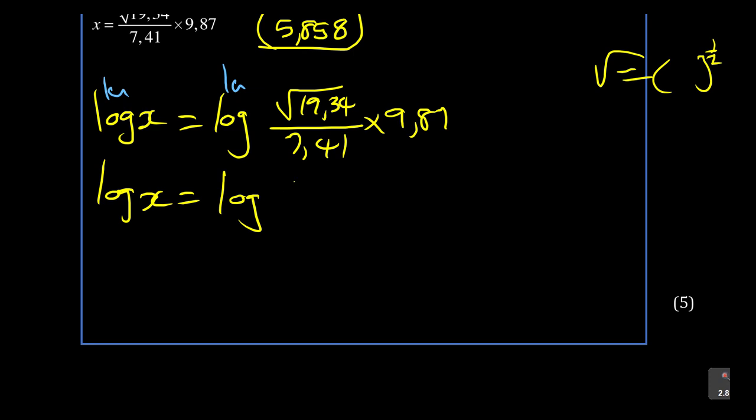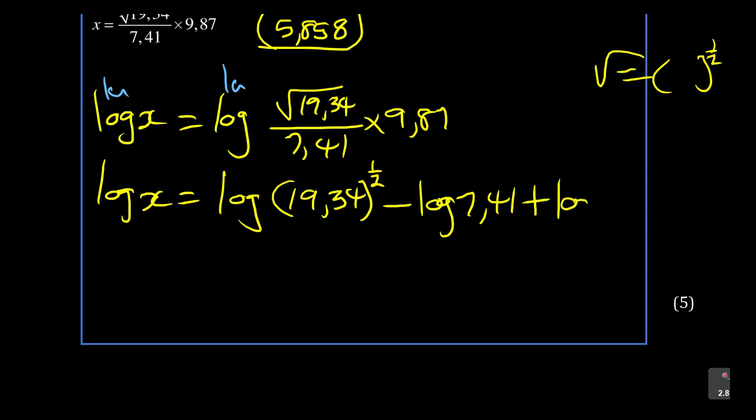So it will be bracket 19.34 to the power 1 over 2. That's the first part. But division means minus log. Remember, I'm dividing, so it's minus log 7.41. Now, times means plus log 9.87. See, I've just introduced logs. That's what they mean there.